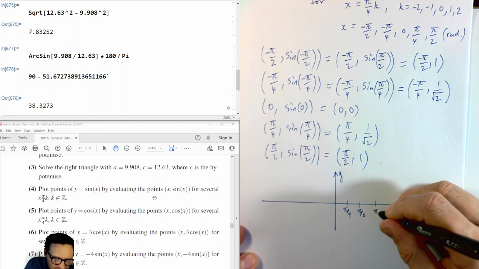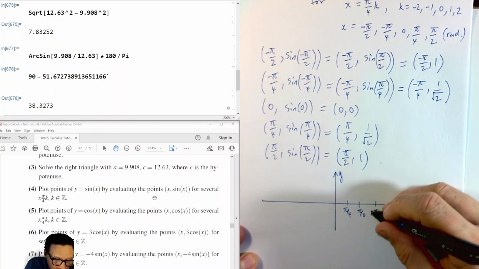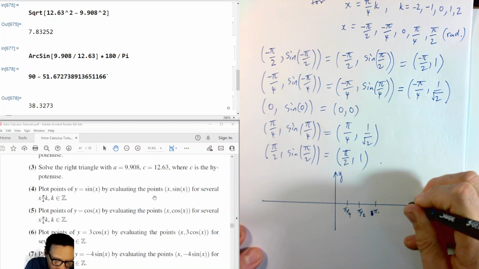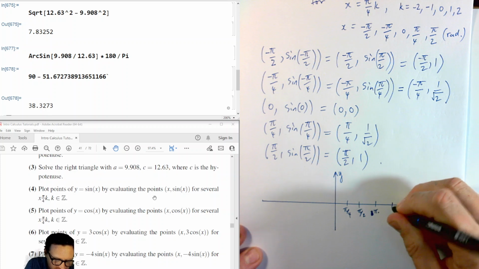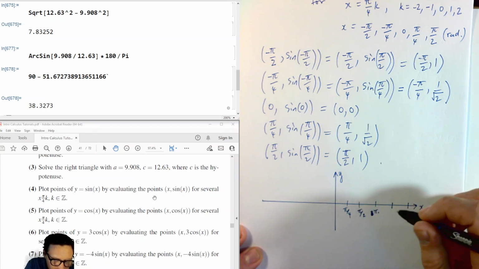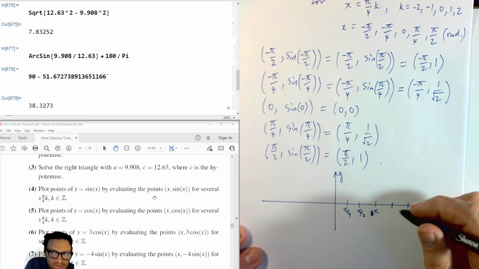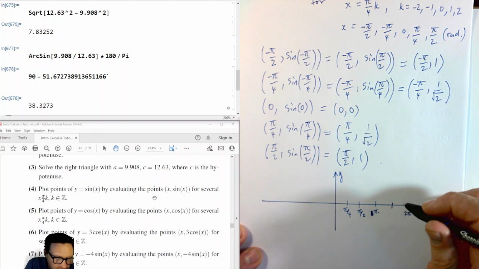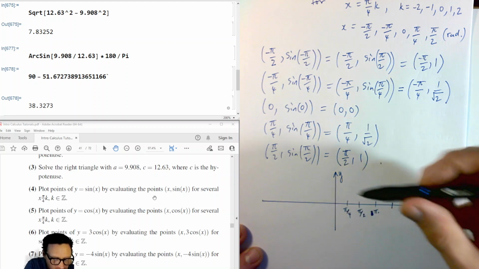Let's put 3 pi on, no, I want pi, yes, okay, pi, and out here I want 2 pi, because sine is periodic of period 2 pi, and then here, okay, so that's probably good enough for there.